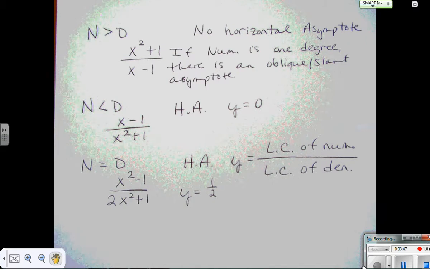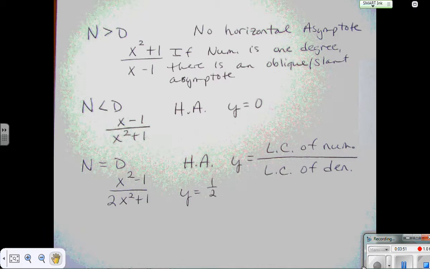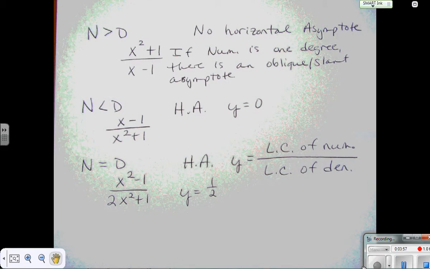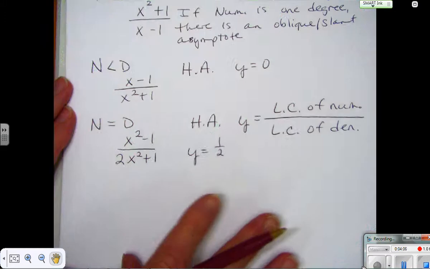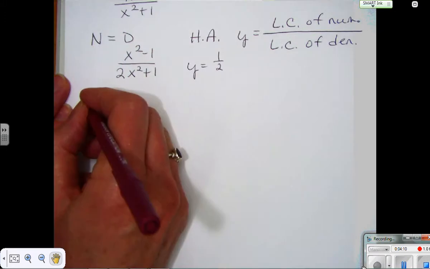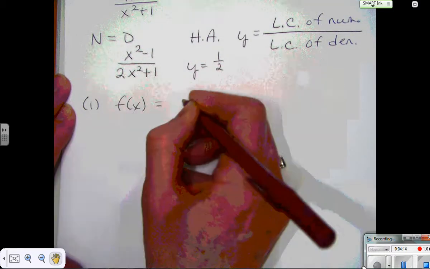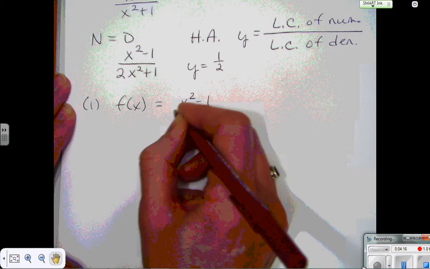Well, let's look at number 1. We're going to find horizontal asymptotes, vertical asymptotes, x-intercepts, and if there are any holes. Okay? So the first thing you want to do, is everybody finished with this? I'm going to scoot it up. Okay, the first thing you want to do is factor.